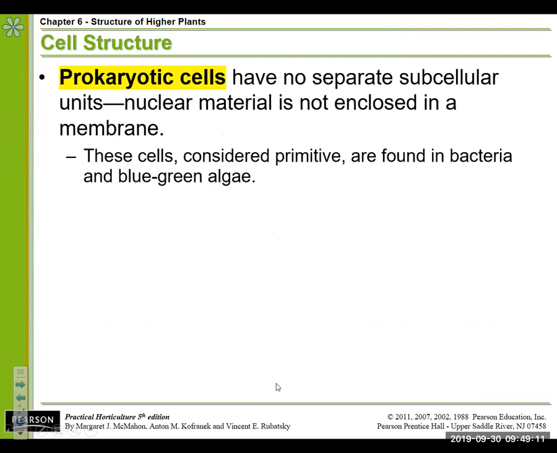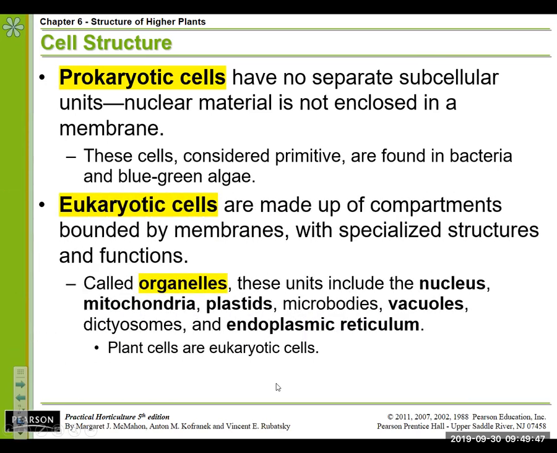So just talking about general cellular structure, we look at basically two different types. We have prokaryotic cells, which are the primitive cells, and they don't have any separate subcellular units. Everything's just flowing in there. Prokaryotic cells are often found in really simple organisms like bacteria, and some that we think of as a little more advanced, like blue-green algae that can even photosynthesize a little bit.